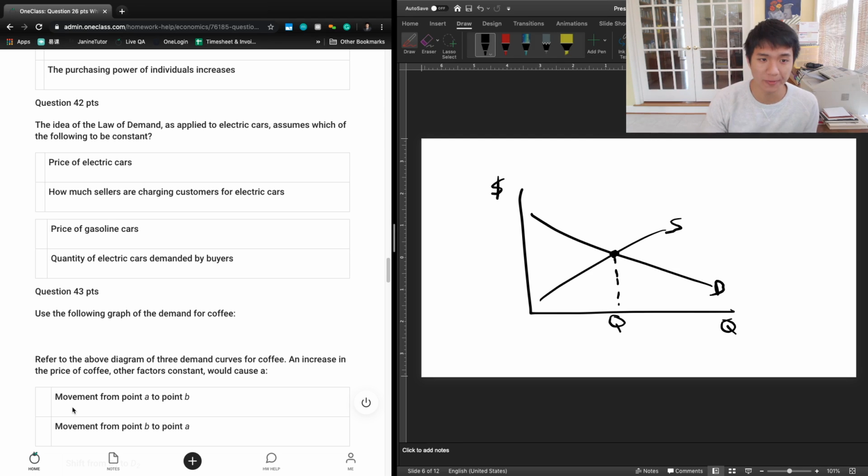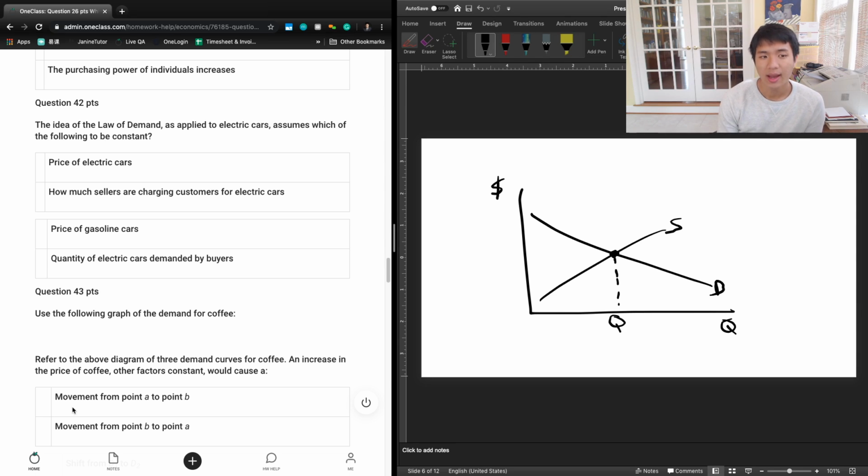So we know two things won't be constant, right? The law of demand does not hold prices constant, and it does not hold quantity demanded constant. So anything else, theoretically, should be held constant. So which of the following is assumed to be constant? A, the price of electric cars. Like I just said, with the law of demand, we know that price and quantity demanded are free to vary based on where you are on the demand curve. And so we're not going to hold those two things constant, and the price of electric cars is definitely not going to be held constant.